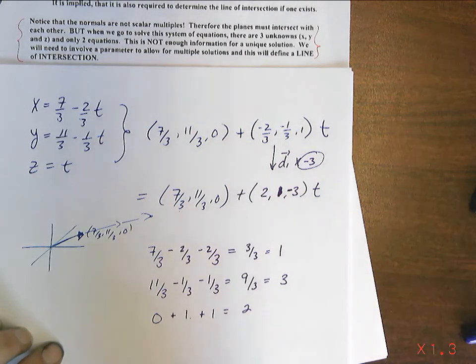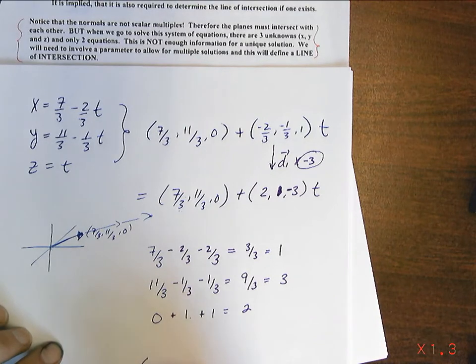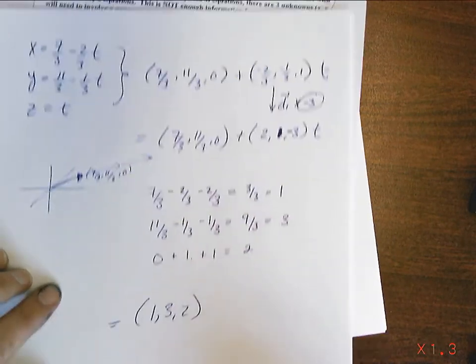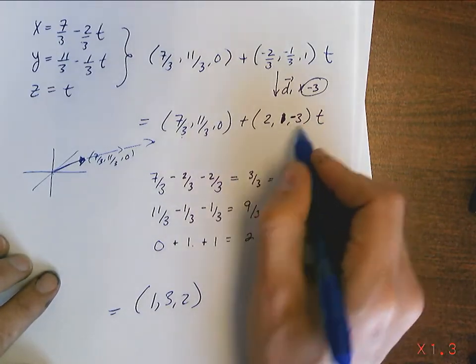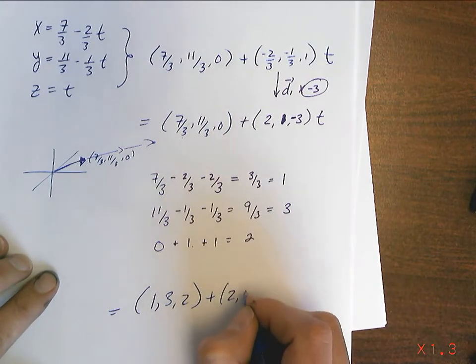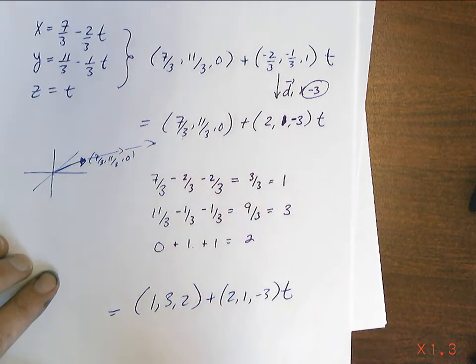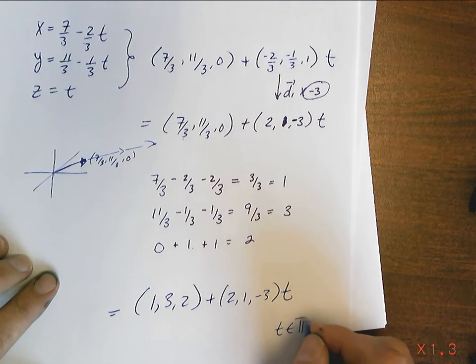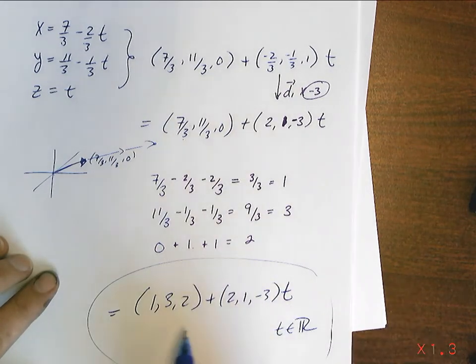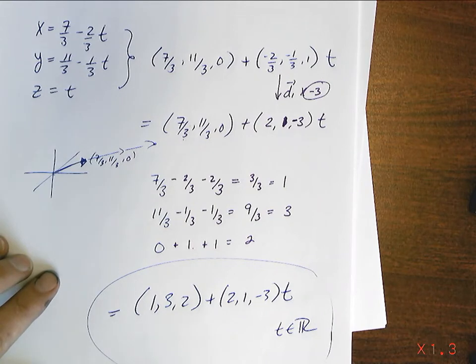we come to a new point, which is (1, 3, 2), and I can use the nice form of the direction vector, (2, 1, -3), and I have a very nice integer answer for the line of intersection between the 2 planes.